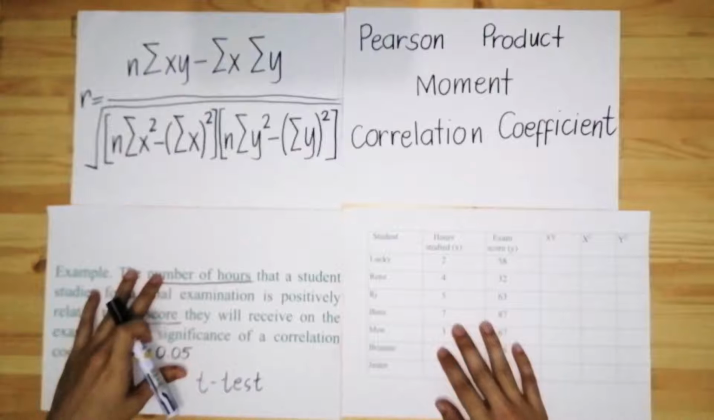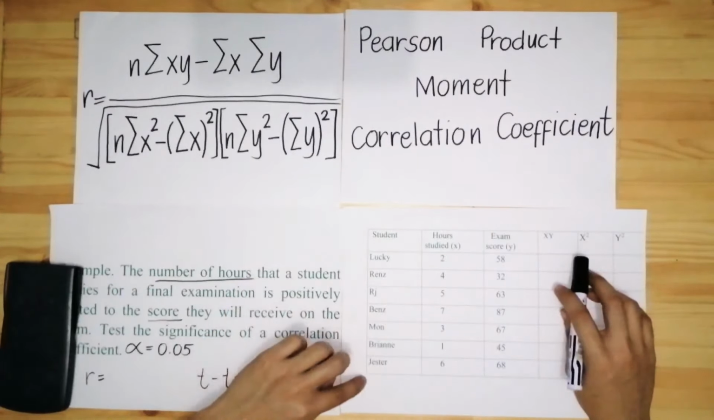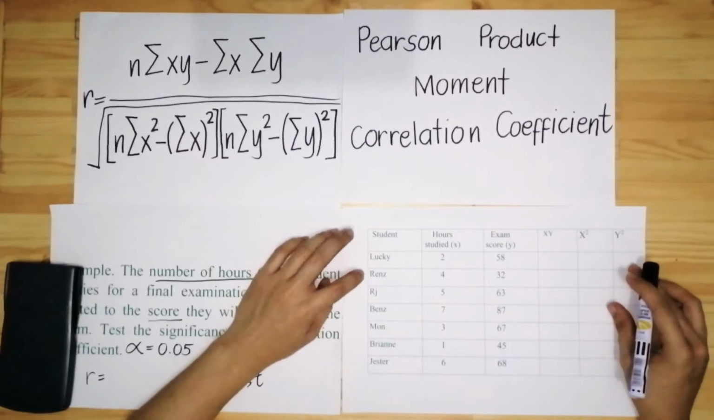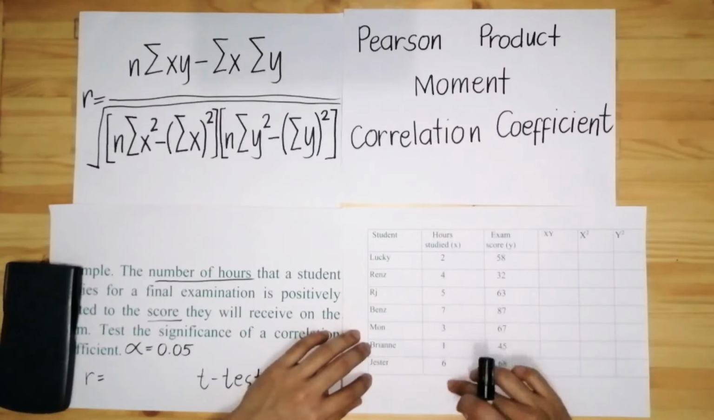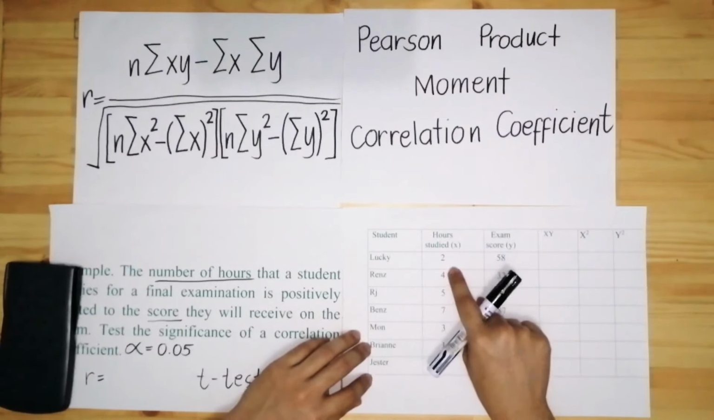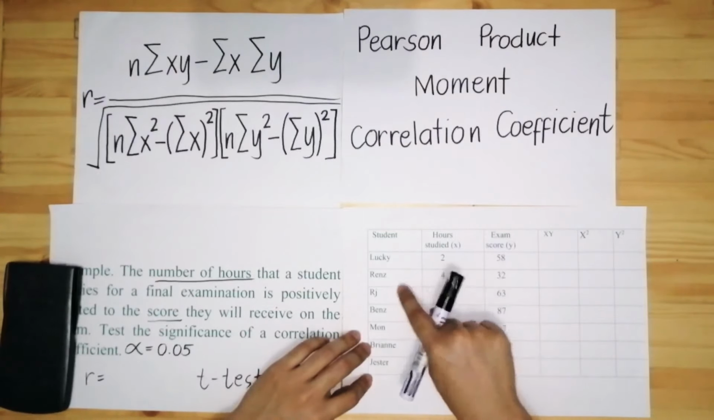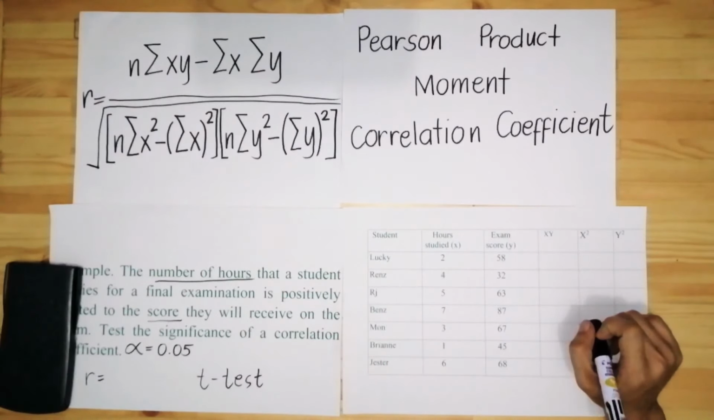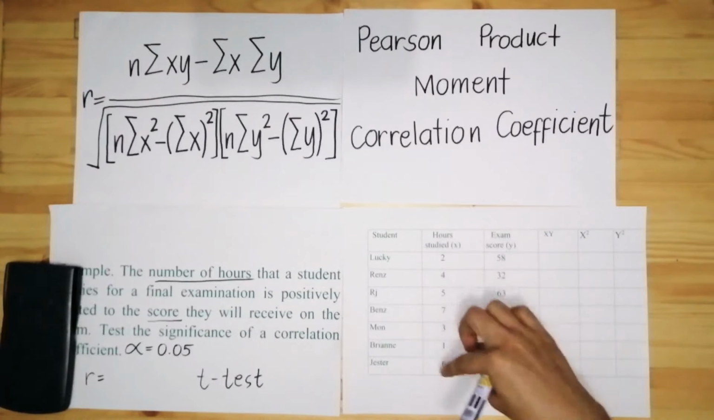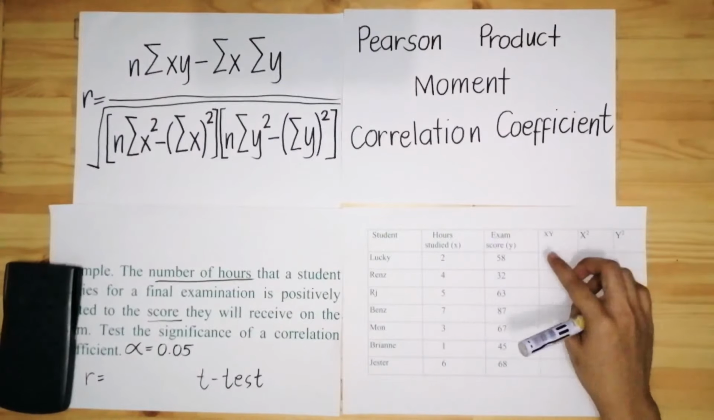So, pansinin nyo to. Meron ako ditong mga pangalan ng mga estudyante. We have here Lucky, Renz, RJ, Benz, Mon, Brian, and Jester. Tapos ito yung hours na inilaan nila sa pag-aaral. Lucky spent 2 hours, 4 hours for Renz, 5, 7, 3, 1, 6. Then, the score of their exam na nakuha nila out of the final examination gamit itong mga oras na to.